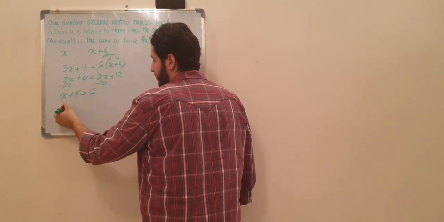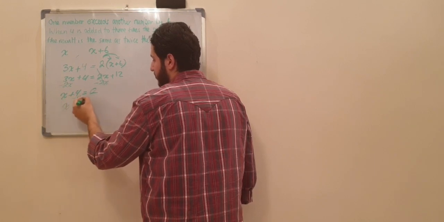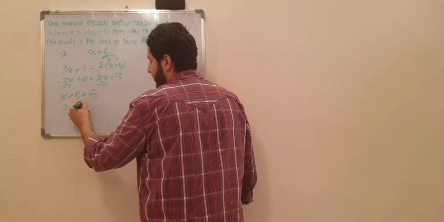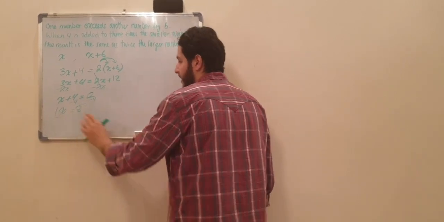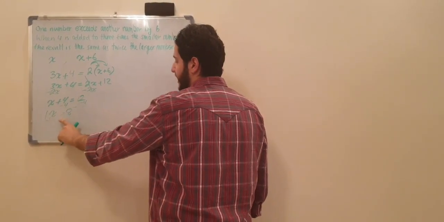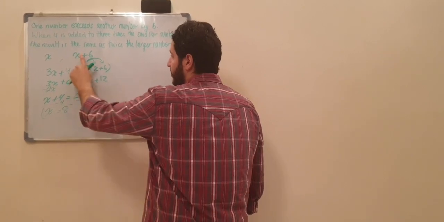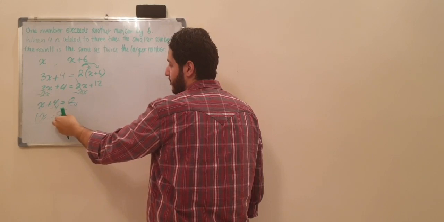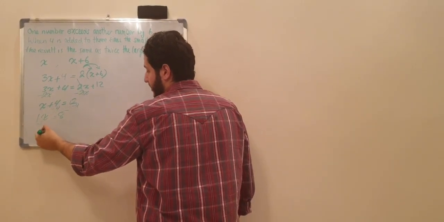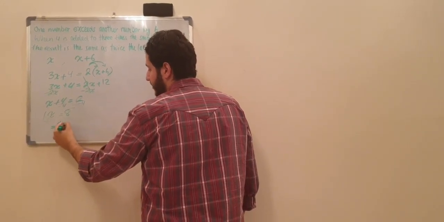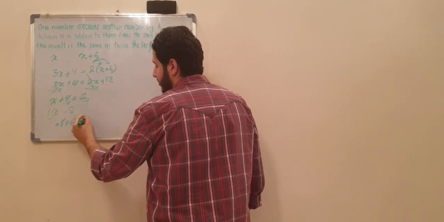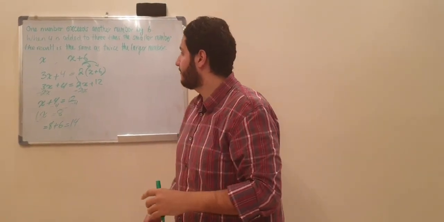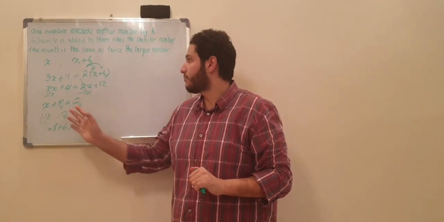Now you need the value of x, so you subtract 4 from both sides of the equation, and then you will have x equals 8. Now you have the smaller number as x equals 8, so for the bigger number, you just add 6 to the smaller number, which is 8 now. So the bigger number equals 8 plus 6, which is 14. And this is how you're going to find the two numbers that you have.